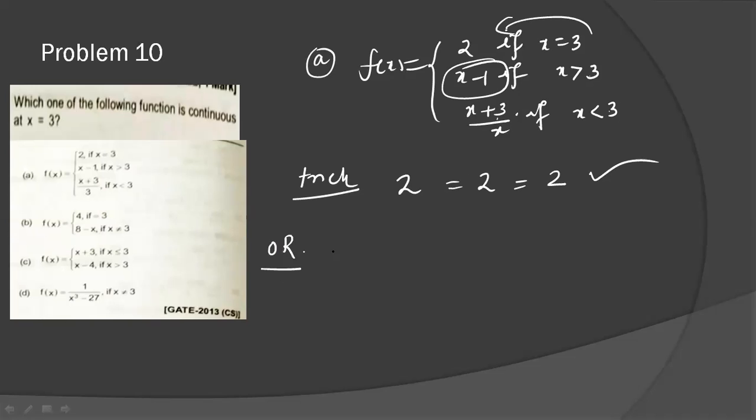Or you can find 3 plus fx. It will be limit h tending to 0. X is greater than 3, which means the function will be x minus 1.